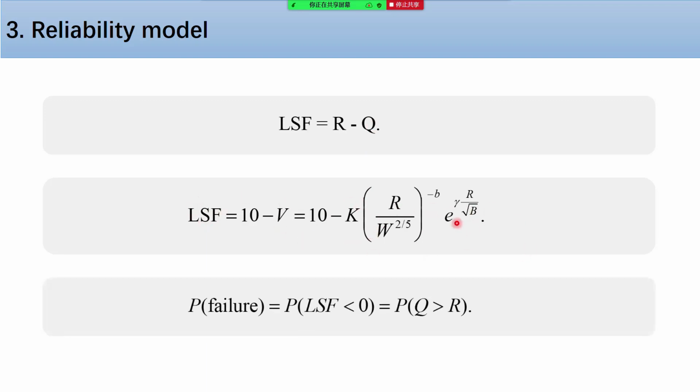And for the next, I can calculate the failure probability. Sometimes we call it exceedance probability. I will tell you why. When the LSF is less than 0, when the LSF is a negative value, it means Q is greater than R, meaning the vibration in the medium is greater than the threshold we think. In other words, the vibration exceeded the threshold, and that's why we call it exceedance probability.